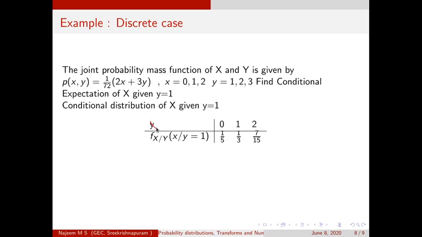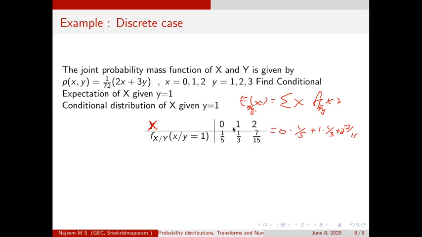This is x given y. Then how to calculate expectation? Just calculate expectation using this table. Expectation of x equals sigma x into f of x. Here the f of x is this one, that is f of x given y. So the expectation of x given y equals 0 into 1 by 5 plus 1 into 1 by 3 plus 2 into 7 by 15.